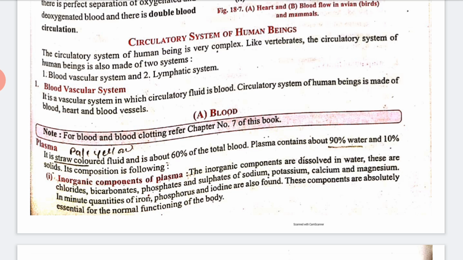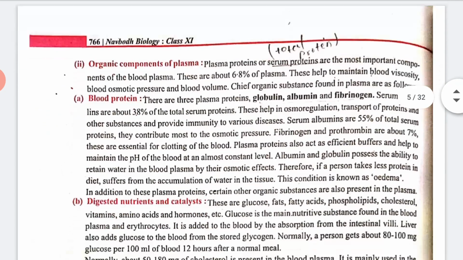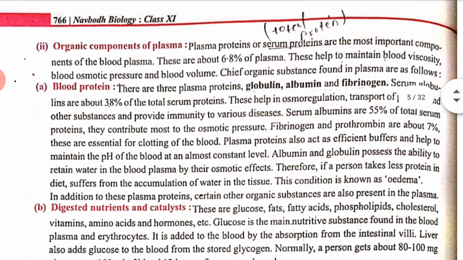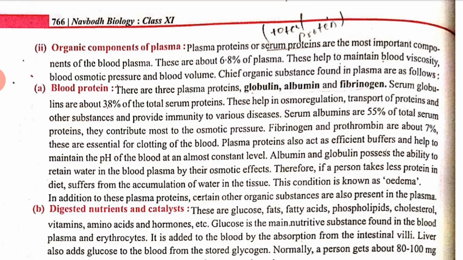Next we have the organic components of plasma. What are the organic components? Plasma proteins and serum proteins, which are the most important components of plasma. Blood plasma, what was that? That is plasma protein and serum proteins, and these are about 6.8% of plasma. These help to maintain blood viscosity, blood osmotic pressure and blood volume.